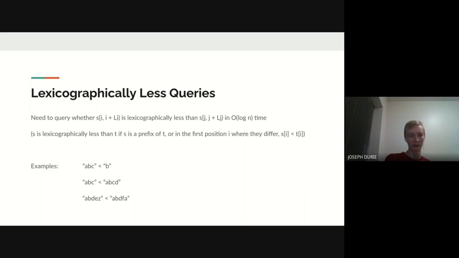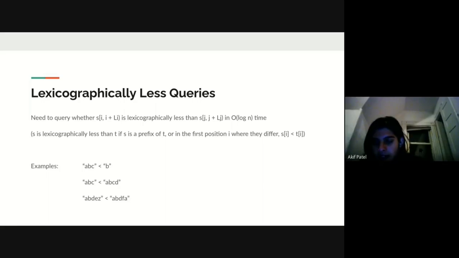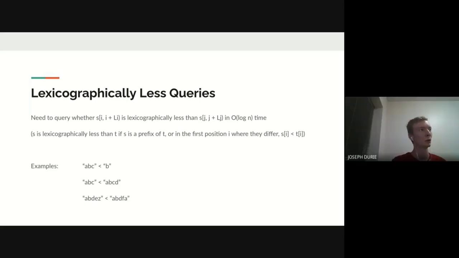So, I guess one thing is, how would you detect the first case? How do you detect if one is a prefix of the other? What do you mean remainder equals zero? Which strings would you want to check for equality? I guess that is the question.